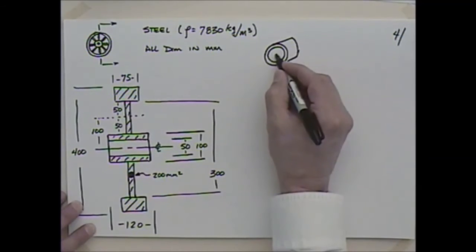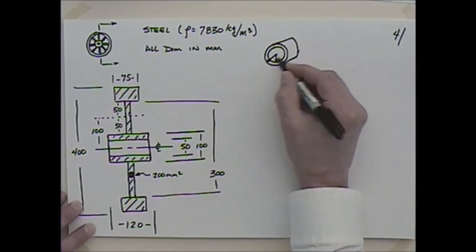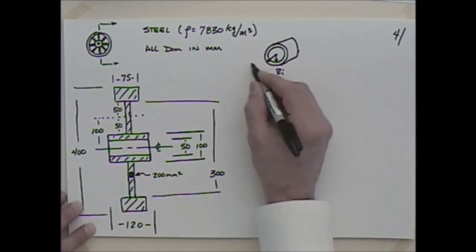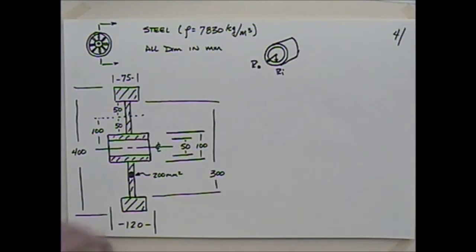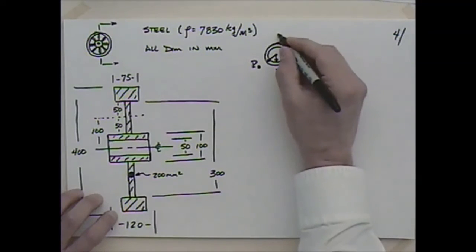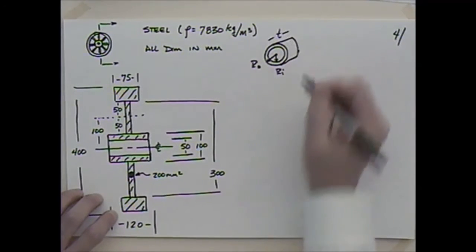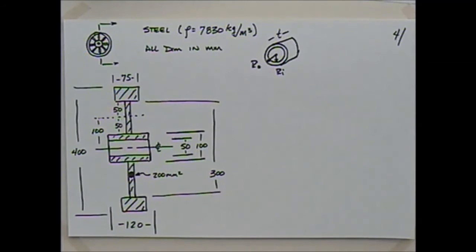we could say that this has some Ri and it has some Ro. Ri is the inside radius, Ro is the outside radius. Ri is hopefully smaller than Ro because you don't want the hole on the outside. And then we could, if we wanted to, talk about the thickness of this thing or the depth of this thing, depending on whether we're talking about something thin or thick.